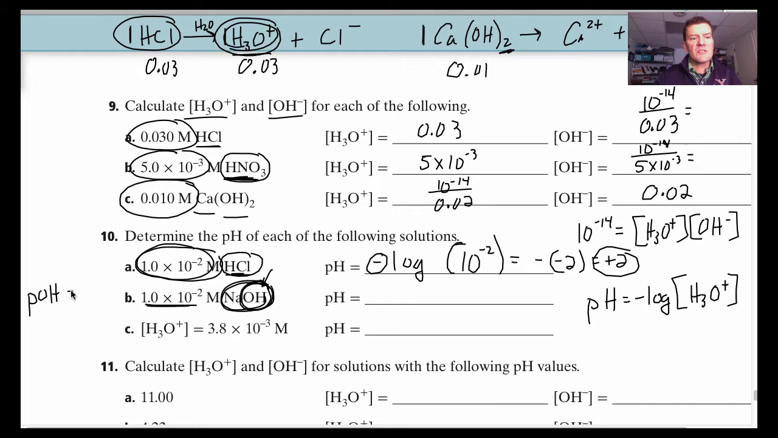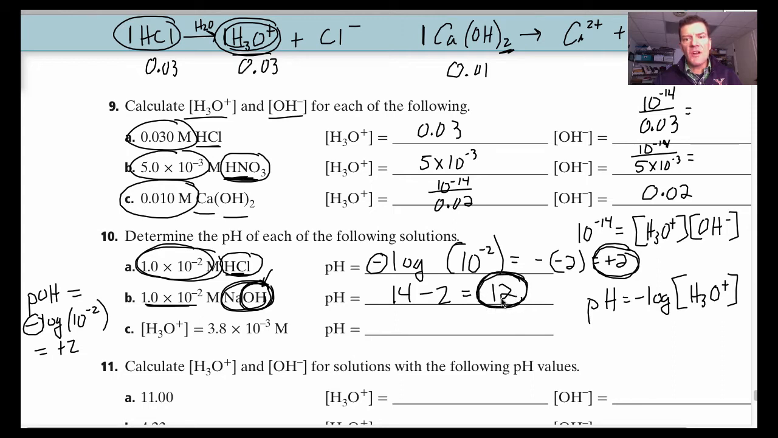So the pOH is equal to the negative log of the concentration of hydroxide, which is 10 to the negative 2. This is going to be the same answer as up here, but this is for pOH. So the log of 10 to the negative 2 is negative 2. Then you take the opposite of that, and you get positive 2. pH then is going to be 14 minus that number, which is going to give me 12. A high pH, 7 or above, is basic. This is basic.